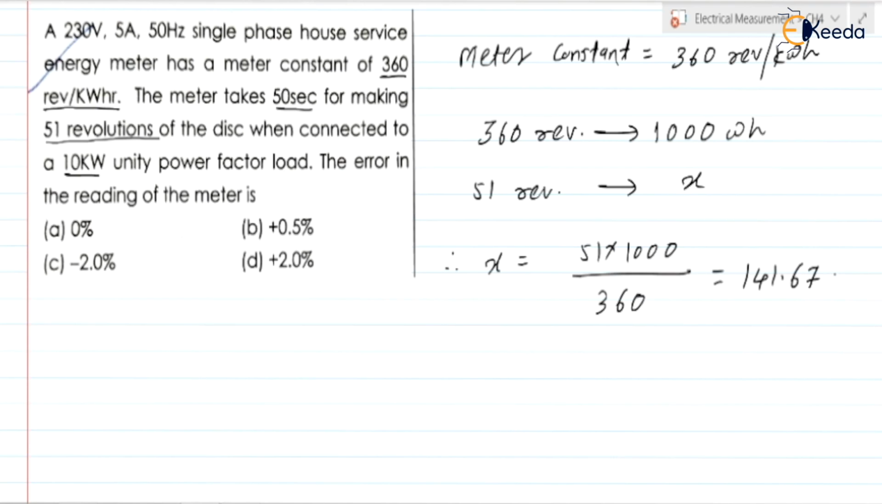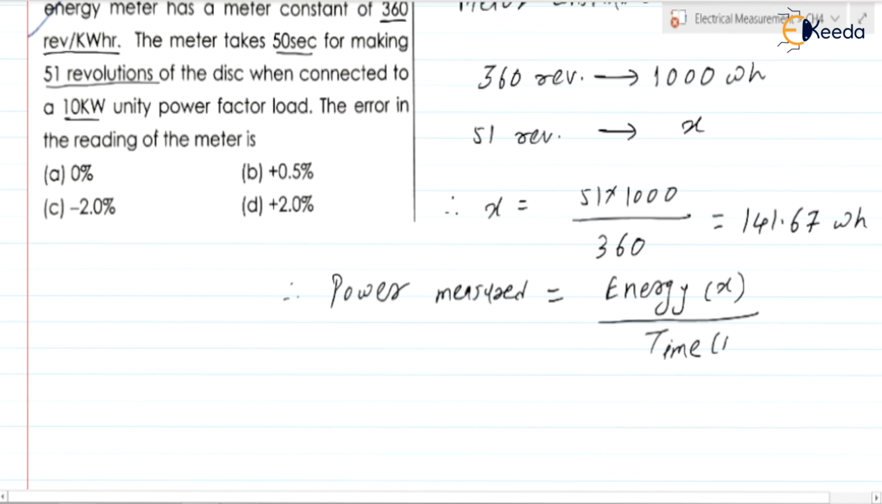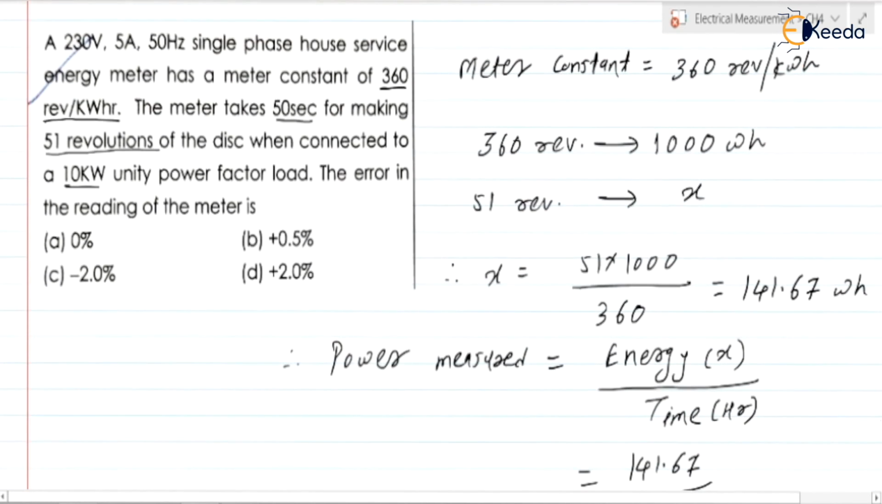141.67 is the actual energy recorded by the meter in 51 revolutions, so it is in watt hour. Therefore, power measured is equal to energy divided by time in hour. It is 141.67 divided by the time in which the meter has recorded 51 revolutions, that is 50 seconds.